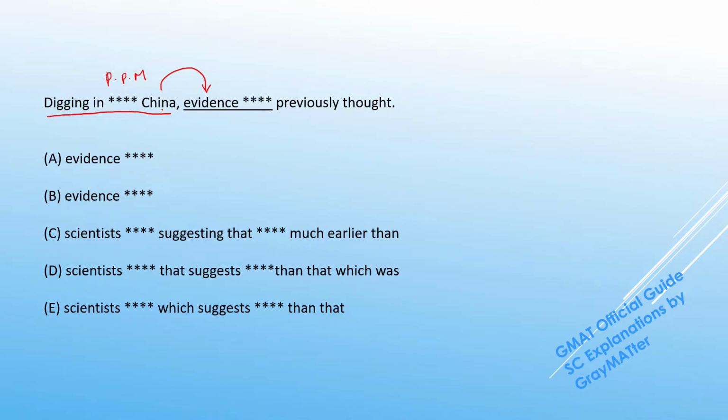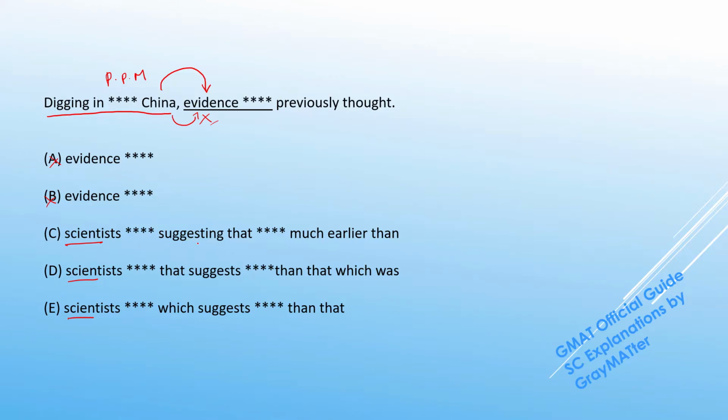So after identifying the modifier, we just need to ask ourselves, what is the modifier modifying and is that logical? So who is digging in China? It cannot be the evidence. Obviously, that is illogical. A and B go off. And the rest of the answer choices read scientists as the main subject. So C, D, and E can work.